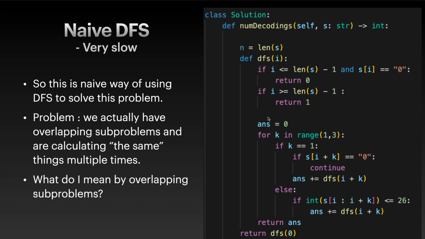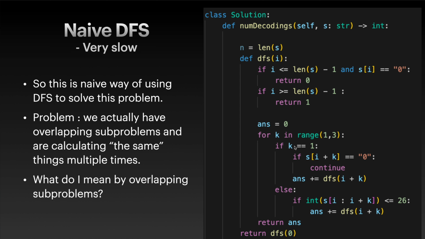And then we initialize answer like local variable here, and then for k in range from 1 through 3, that means k will be either 1 or 2, right? We'll be looking at 1 digit or 2 digits, 2 digits at most, right? So when we are looking at one digit, then we check if this is equal to 0. If this is equal to 0, then we move on to the next one.